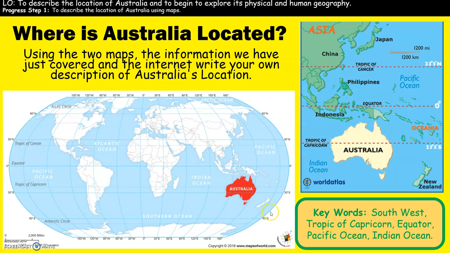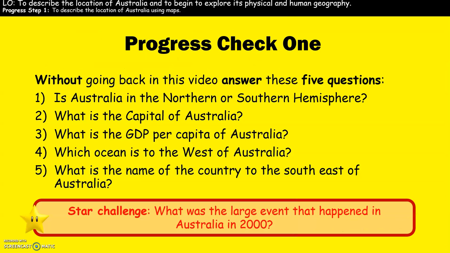Okay, so you should have managed to have a go at answering that question and where Australia is located. So just to check if you've been paying attention, without going back into the video, I want you to answer these 5 questions on the screen in front of you. So number 1, is Australia in the northern or southern hemisphere? Number 2, what is the capital of Australia? Number 3, what is the GDP per capita of Australia? Number 4, which ocean is to the west of Australia? Number 5, what is the name of the country to the southeast of Australia?